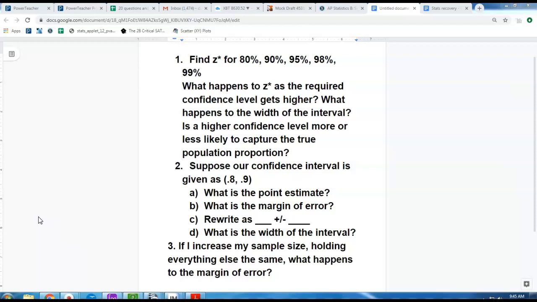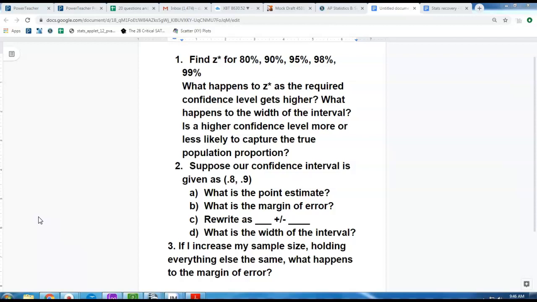And then when it asks for point estimate, it means like... Oh, the point estimate's the p hat. Yeah, it's not p. Well, yeah, it is p. It's p hat plus or minus margin. I think you're right, but let me start talking through them.